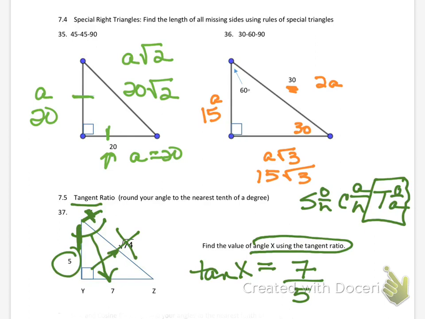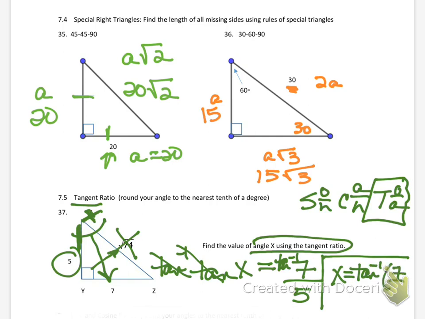But I don't want just the tan of X, I want angle X. So what I'm going to do is take the tan to the -1, the inverse, of both sides. These will cancel, leaving me with angle X. In my graphing calculator, I put the following. X is going to equal tan to the -1 of the fraction 7/5.